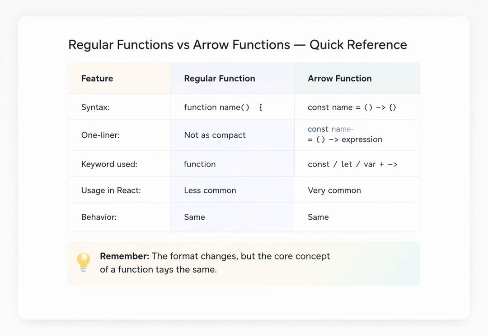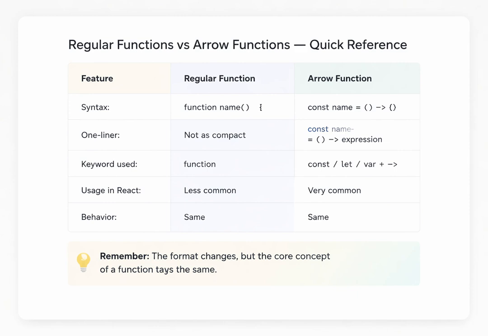Regular functions use the function keyword, while arrow functions use const with the arrow symbol. For one-liners, arrow functions win on compactness. You can drop the curly braces entirely. In terms of usage, you'll encounter arrow functions far more often in React and modern JavaScript frameworks.